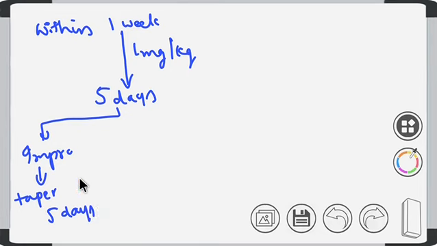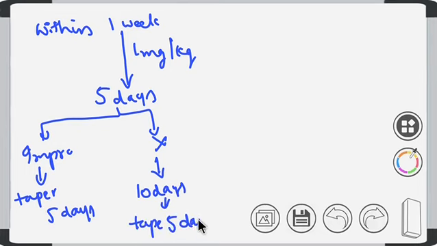In the next 5 days, we'll taper the dose. If we don't see improvement, then we'll continue the same dose for 10 days. If there is improvement after 10 days, then we'll taper the dose in the next 5 days. Okay, this is how we give steroid therapy. Then what are the other drugs that we can use?